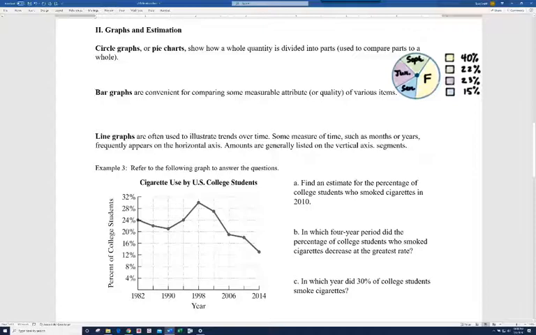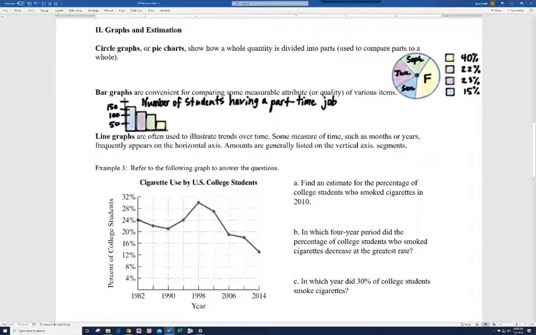Bar graphs are convenient for comparing some measurable attribute or quality of various items. So I've put up an example here. This is the number of students having a part-time job, and these are basically the students I was referring to in the circle graph. You can see that the seniors have the most students with part-time jobs. And as you get down to the freshmen, those are the ones where there's the least number of students with a part-time job, which makes sense.